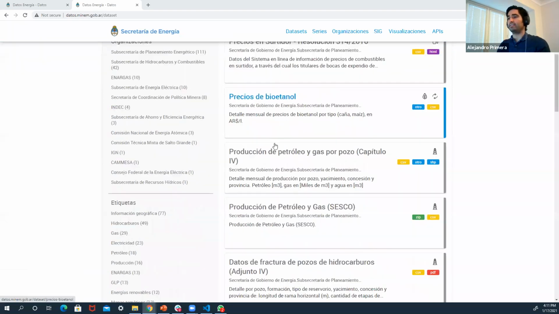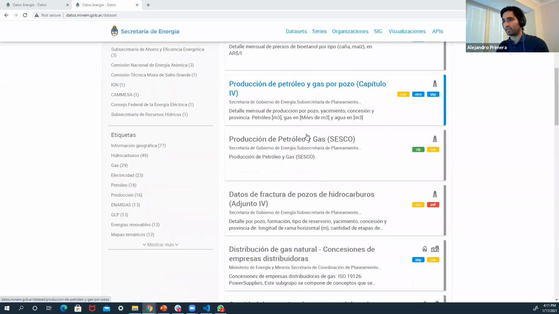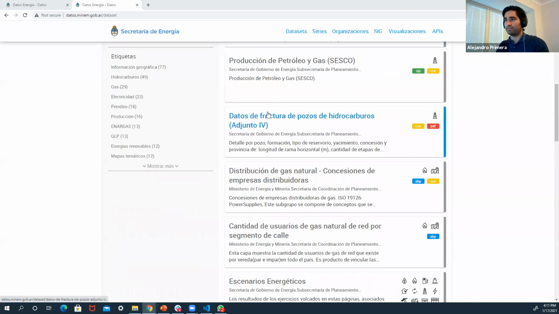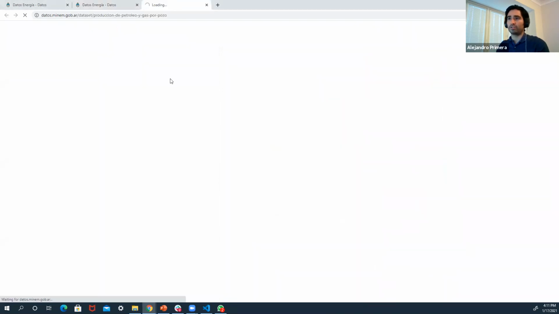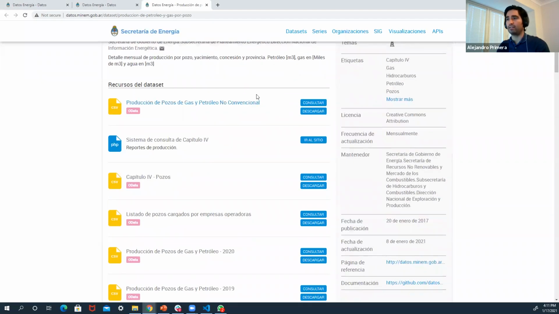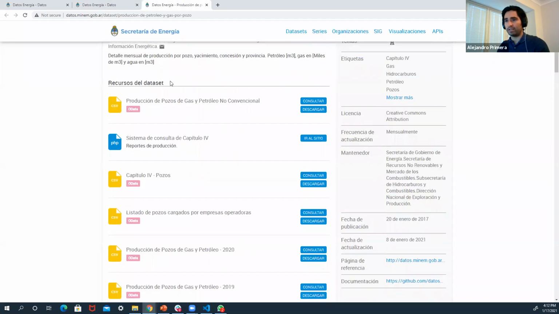So the first thing that I'm going to try to extract is oil production. Let me go to some of these links. So we have this link about oil and gas production per well. And don't worry if you don't understand the Spanish, because I'll translate some of this data as we import it into Python. So the first one is unconventional oil and gas production. This is the first one that I'm interested in. The second one is, I think, might be here.